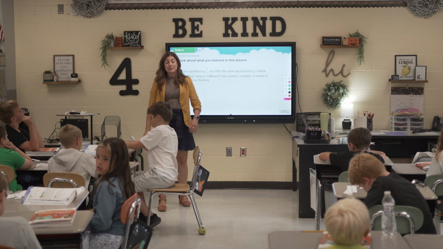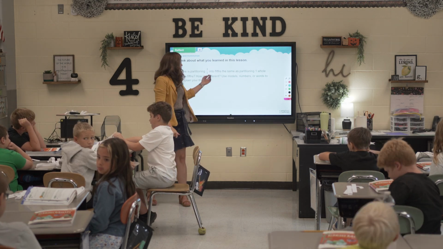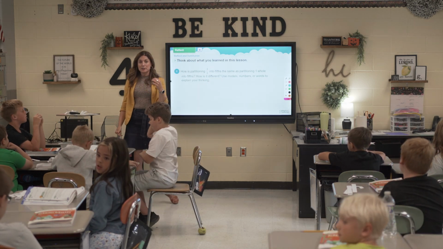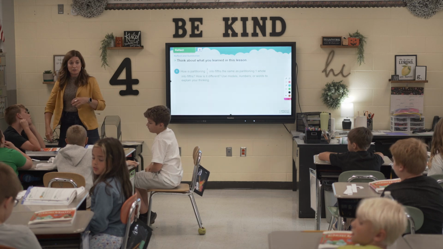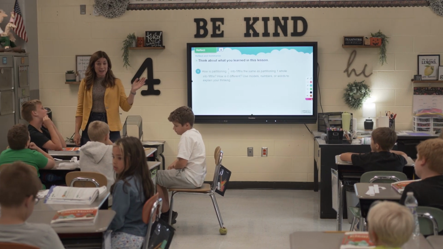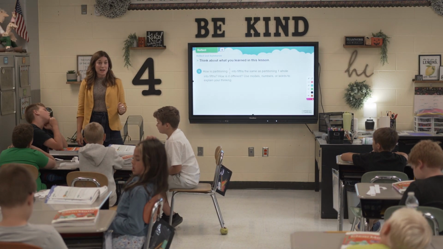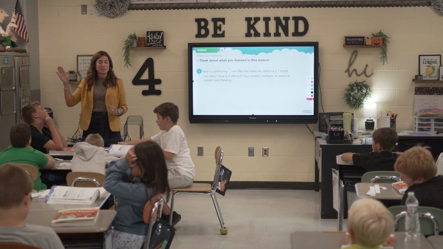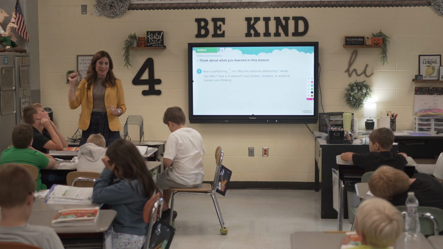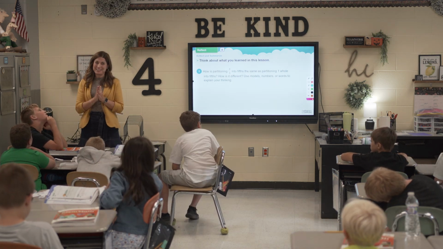The difference is if I partition 4/5 into fifths, then how many parts do I have? 4 of the 5. But if I partition the whole into fifths, how many parts do I have? 5. That's a good thing.